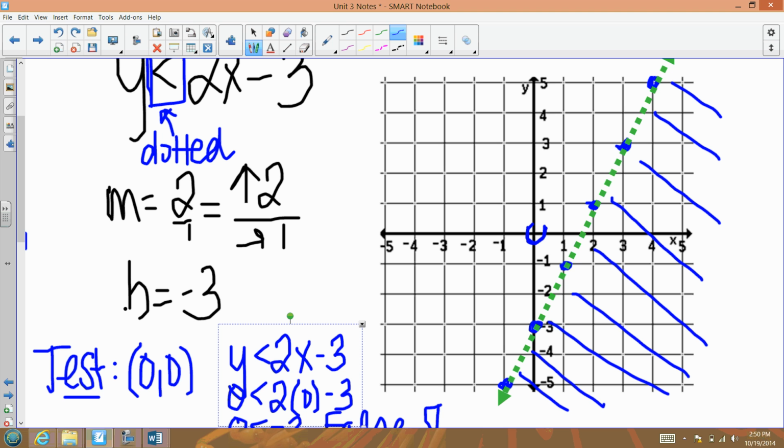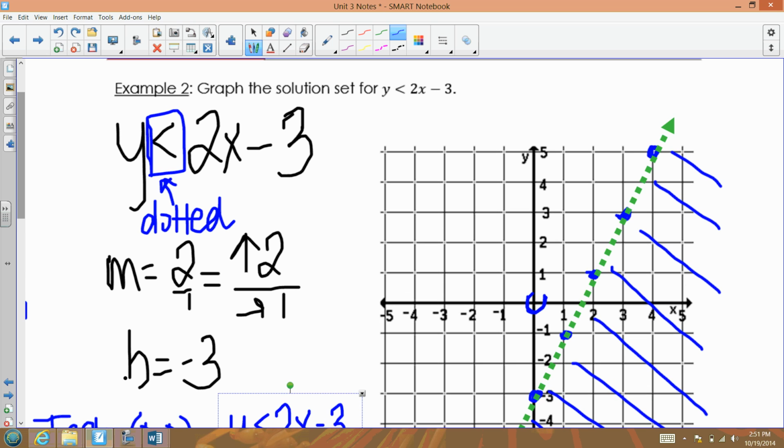So what that really means is, if you look, y are all of the values less than the equation of the line. So it should be shading below the line, which is what I did. So this I would label y less than 2x minus 3. And that's it.